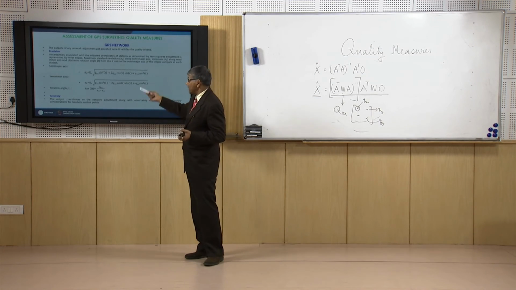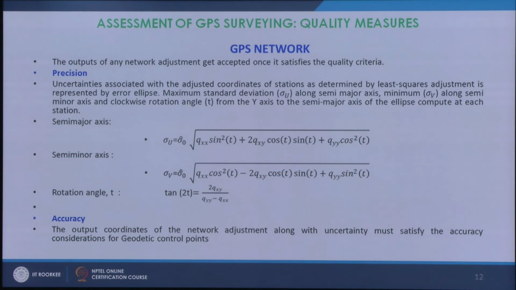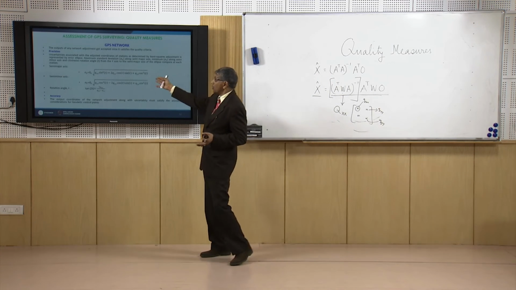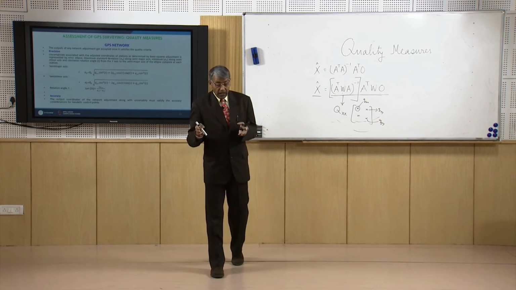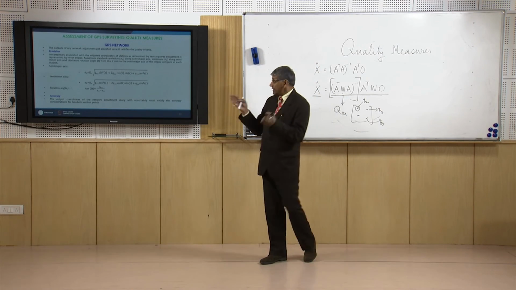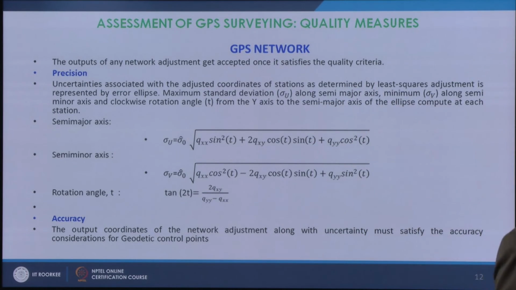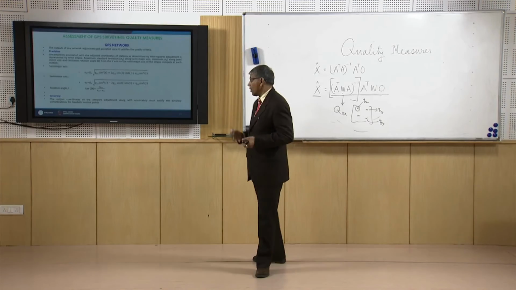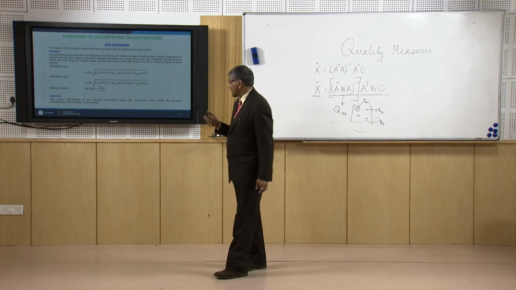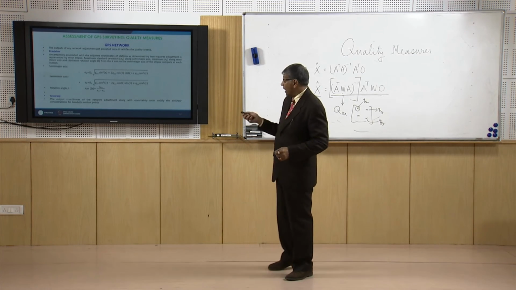Otherwise, if it satisfies, then we should go for accuracy, and for accuracy measures we have to do it again because it is point positioning. Whatever I had discussed about the quality measures for positioning also has to be followed for GPS network control points, and accordingly we should proceed forward. So with this I can conclude about GPS surveying.